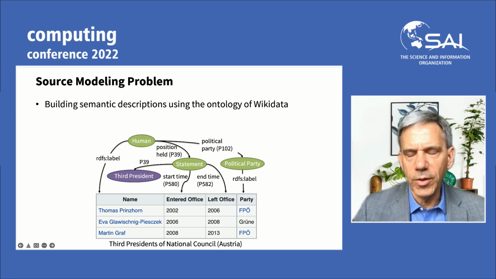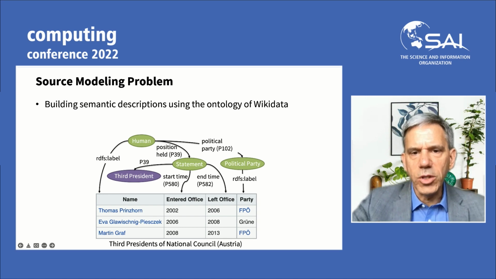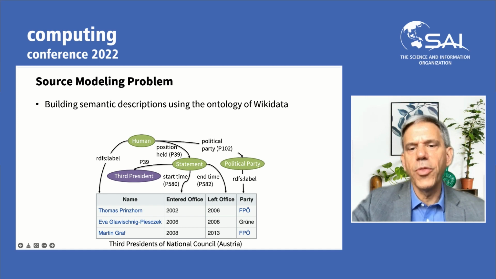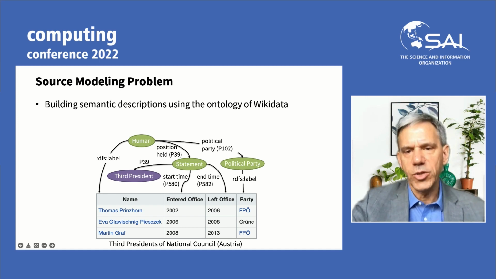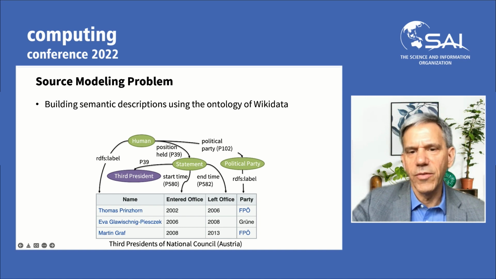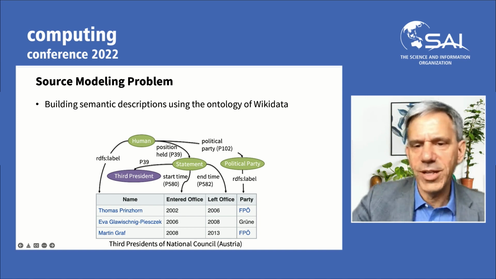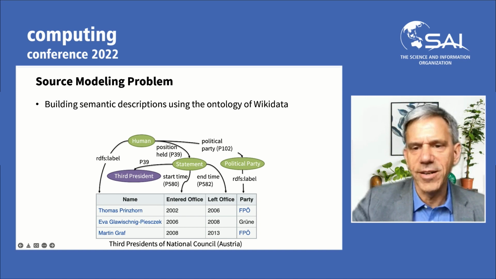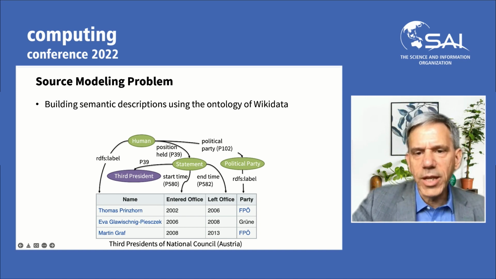Let me tell you a little bit about what we're trying to do here. The source modeling problem in general starts with this table at the bottom. This is a table, again, from Wikipedia, and these are the third presidents of the National Council in Austria. The third president sounds weird, but in Austria, in addition to vice presidents, they have someone who is sort of a vice president, so they call them the third president. They have a first president, second president, and third president. This table contains for each third president the year they entered office, the year they left office, and the party they belonged to.